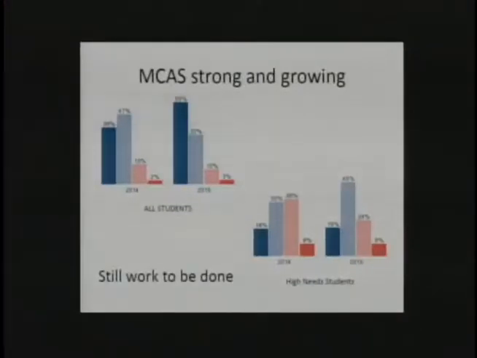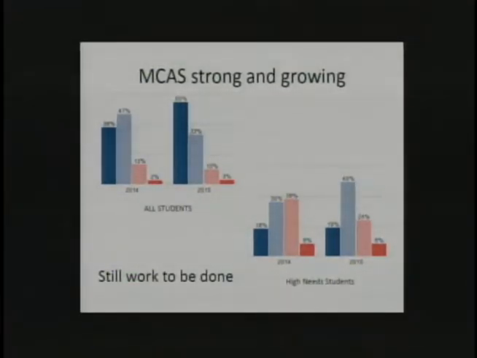So our MCAS is strong and growing. These are just 2 snippets. All students on the top left, going from 14 to 15, the colors don't show it here, but on the left is advanced. Second left is proficient. Third left is needs improvement, and the right side is failure. And so we've increased, going from 14 to 15, our proficiency, our advanced, quite significantly, and we've decreased our needs improvement a bit.